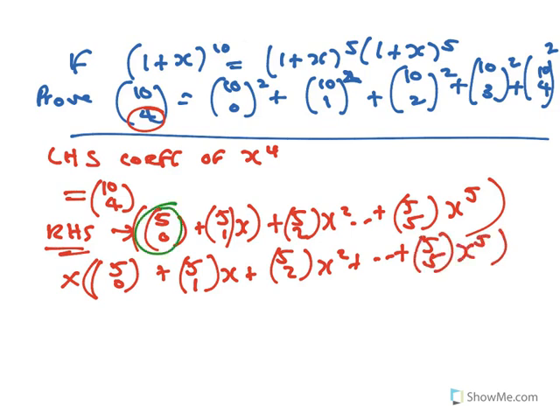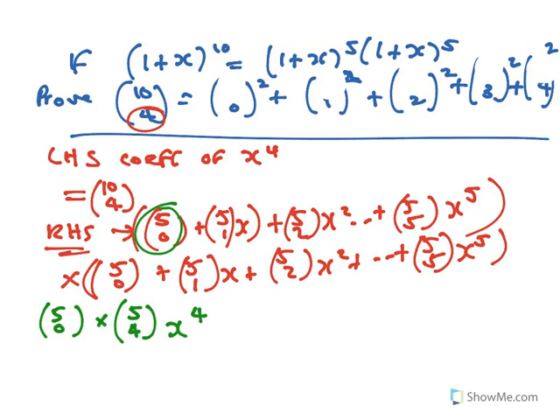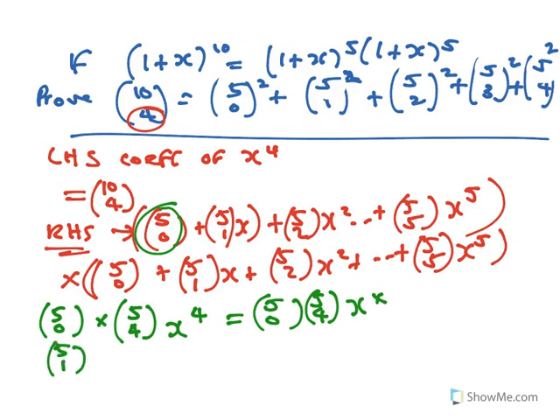So the 5C0 would go with the 5C4 x^4. I've just noticed I had to change these, they all need to be 5s in my question. Okay, so that would give me 5C0 5C4 x^4, to give me x^4.